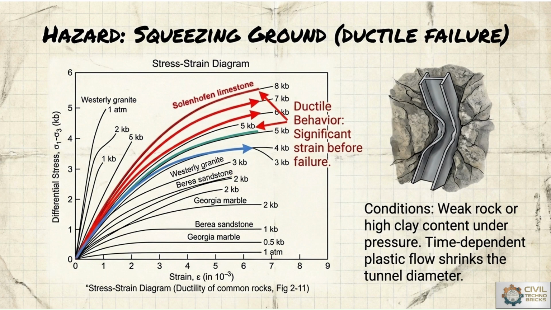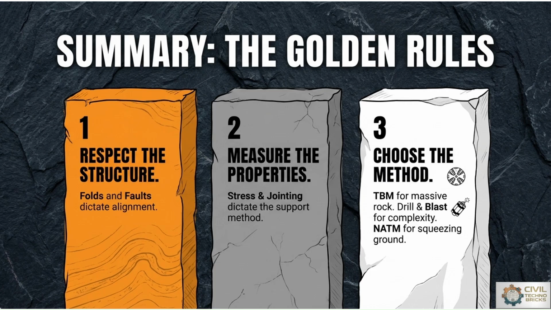So n number of rocks react with reference to the stress occurring on them, and show ductile failure, just like shown in the dam, where the structural member may get bent with reference to the external pressure or stress which is acting by the rocks on the structural I section. Summary or the golden rule for tunneling is that we have to respect the structure, we have to measure the properties of the rocks, and we have to choose the method for tunneling.